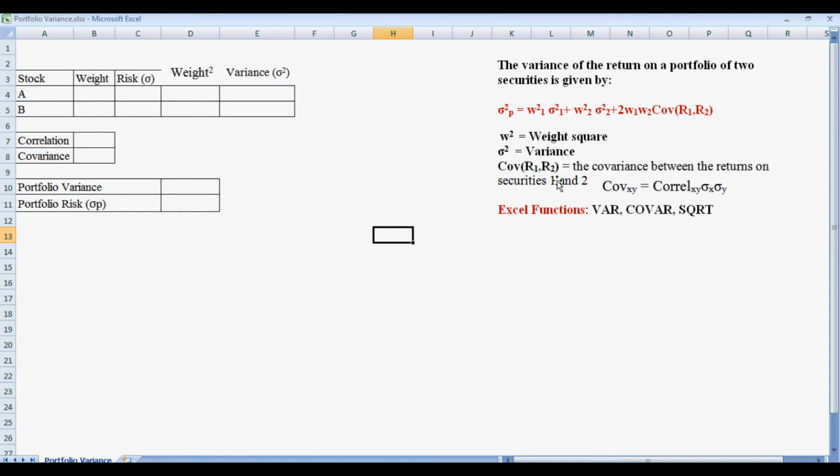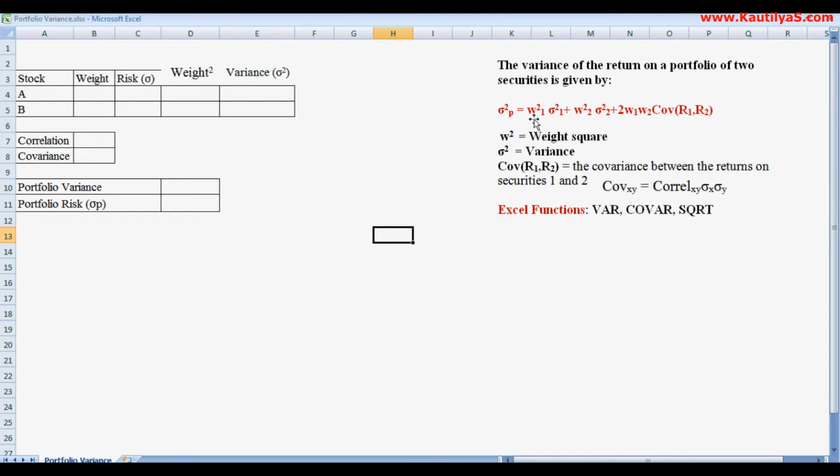Majority of the students get confused with this equation, and they find it difficult to memorize this equation. But the two security portfolio equation is as simple as (a plus b) whole square. If you look at this equation clearly, you will understand that it is simply an (a plus b) whole square equation. So this part is a square plus b square plus 2 into ab. Additionally, what we are adding here is the covariance of ab.